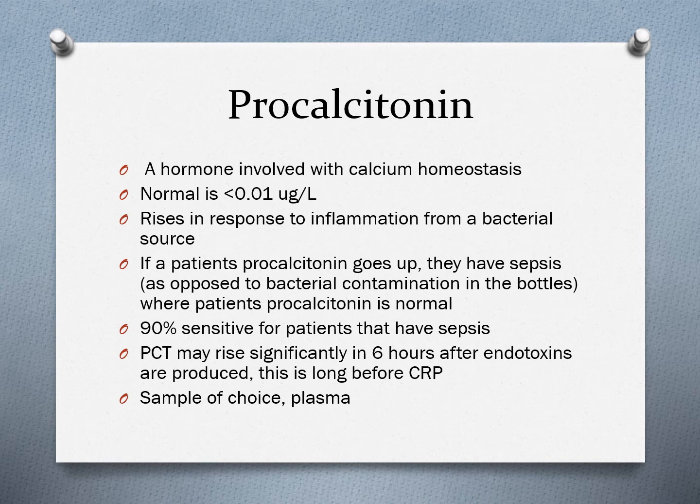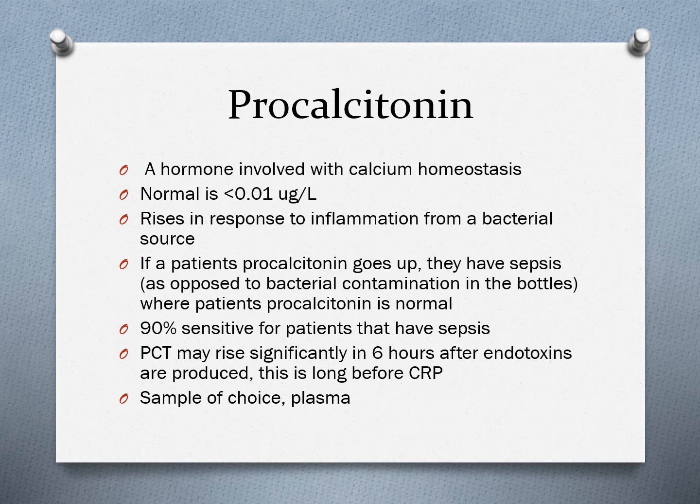I want to talk a little bit about this very important hormone known as procalcitonin. Procalcitonin is a hormone that is involved with calcium homeostasis. A normal procalcitonin level is 0.01 micrograms per liter or less. This hormone will actually go up as inflammation from a bacterial source starts to ensue. If a patient's procalcitonin goes up, they usually have septicemia, and you can tell that by the number of blood culture bottles that are positive.